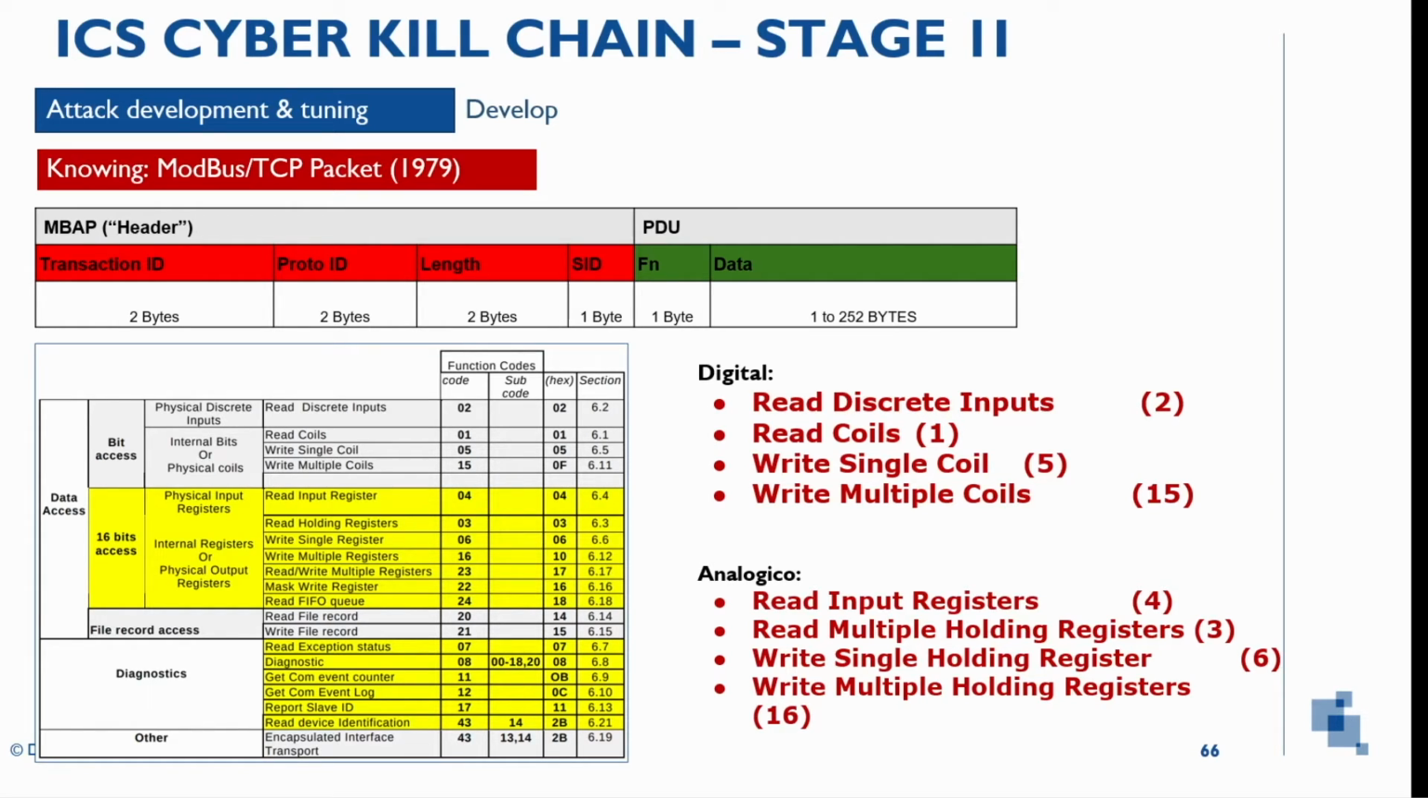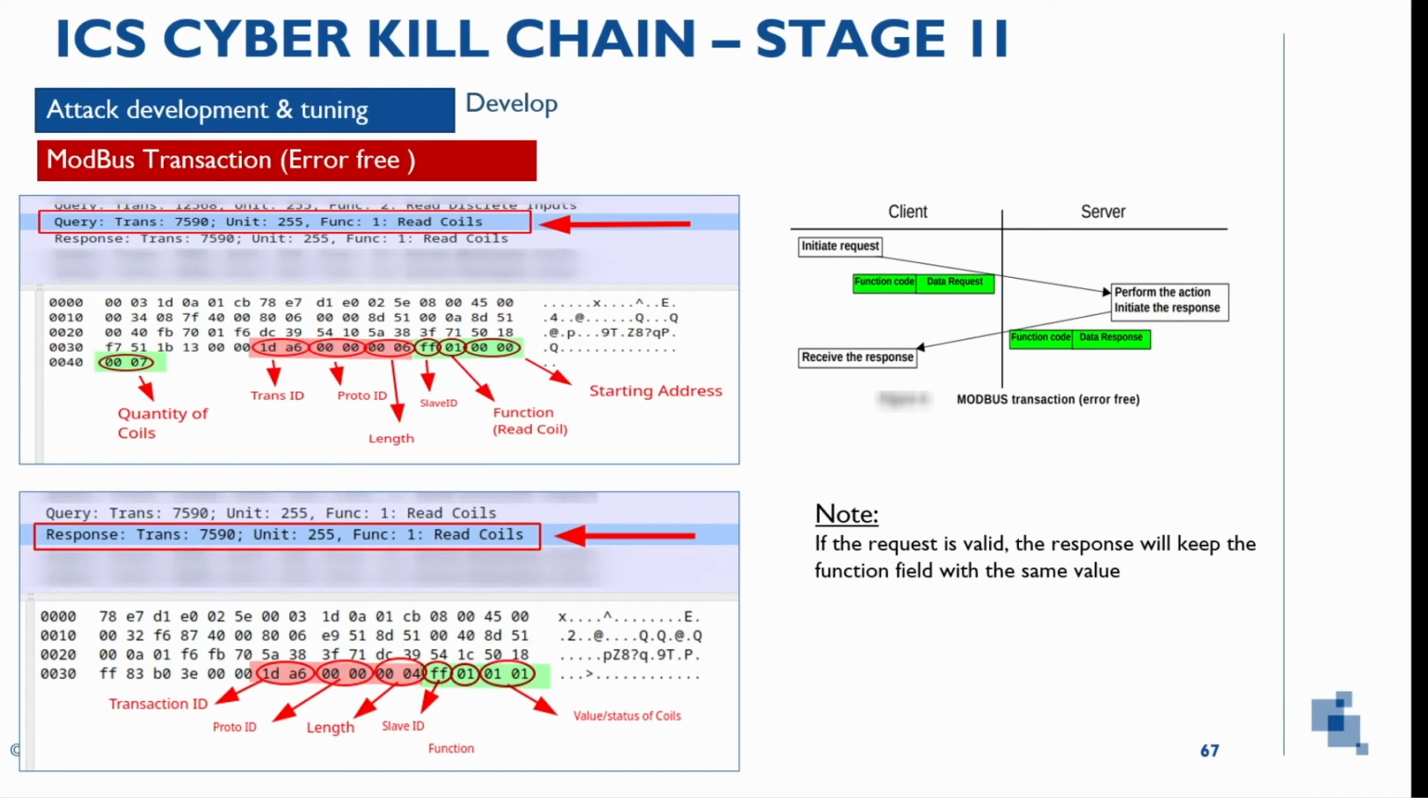So the following table here shows some common Modbus functions, right? For example, this is a very common function, read device identification. The function code is 43. As you can see, the request is very simple. This one, for example, is a valid request using function 1. Function 1 means read coils.